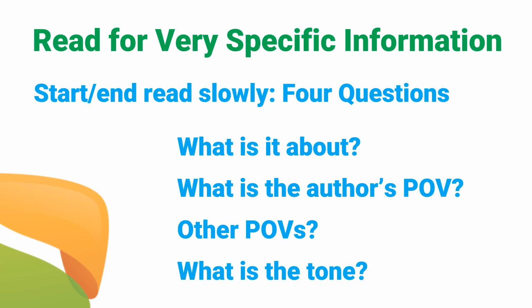For example, if the passage is about huge amounts of plastic garbage in the Pacific, is the author saying that that's a terrible thing? Or is the author simply explaining how the garbage ended up in the ocean? So that's what you do with the beginning and the end. Read more slowly and jot down your answers to the 4 questions.